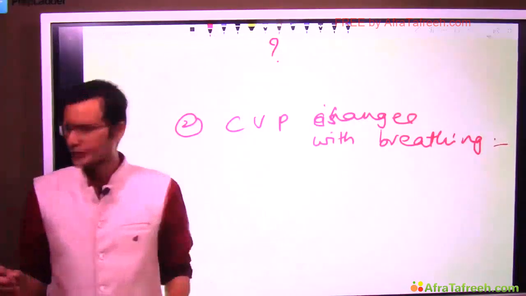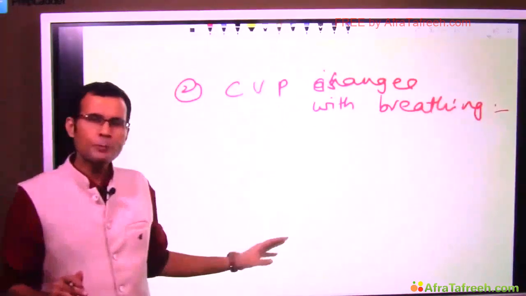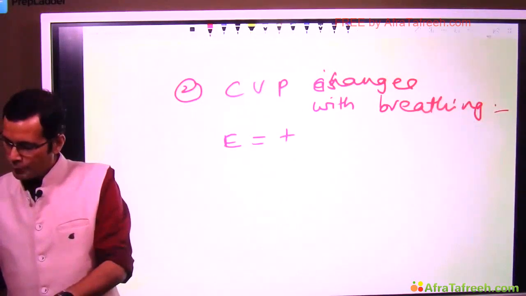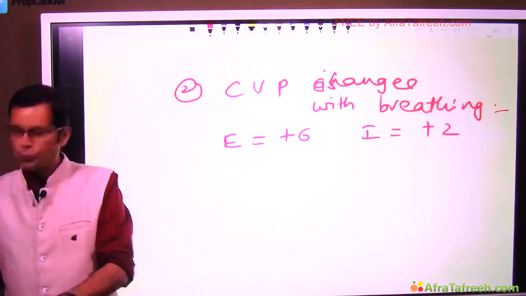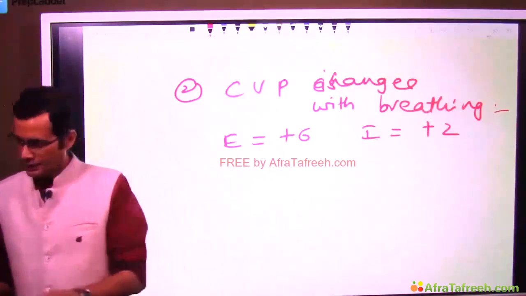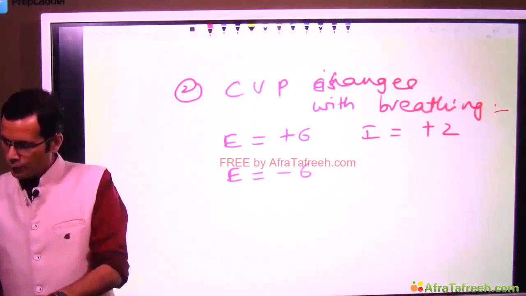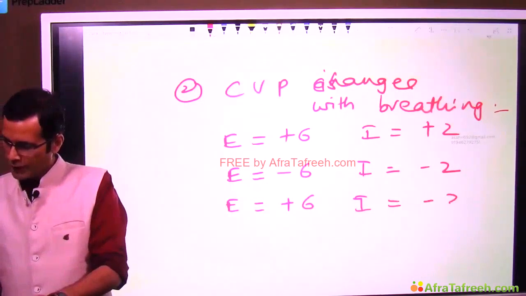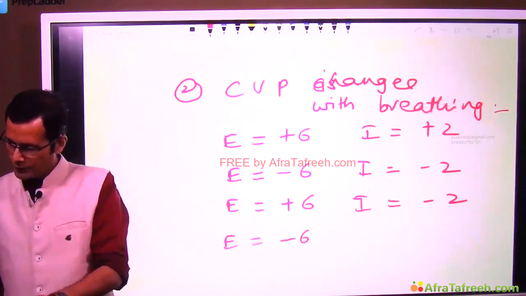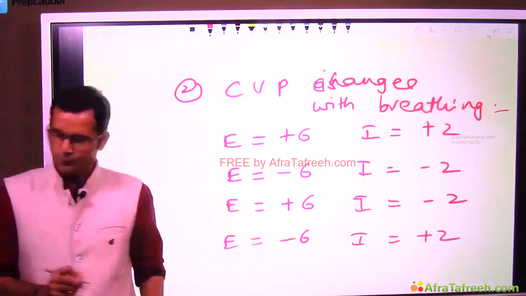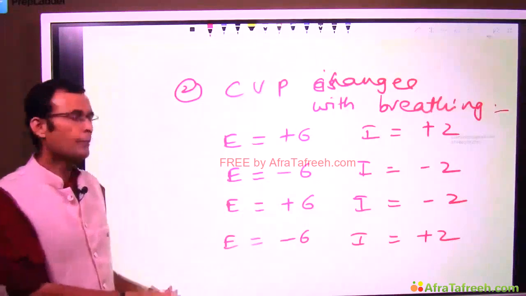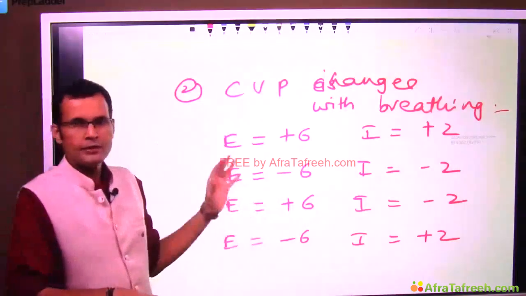Means inspiration and expiration. So I'm giving you the four options. You have to select the correct one. E is equal to plus 6, I is equal to plus 2. E expiration, I inspiration. E is equal to minus 6, I is equal to minus 2. Then E is equal to plus 6, I is equal to minus 2. E is equal to minus 6, I is equal to plus 2. Expiration, inspiration, and what are the changes that happen in the right atrial pressure with this inspiration and expiration.